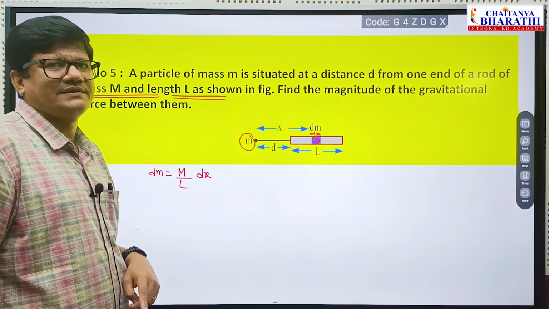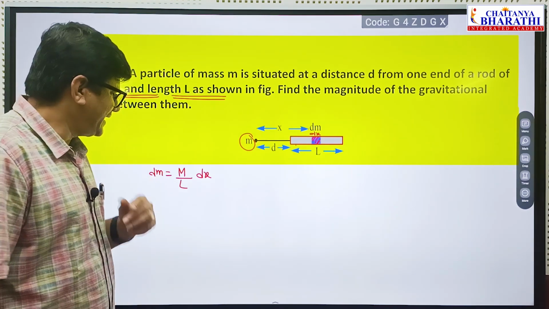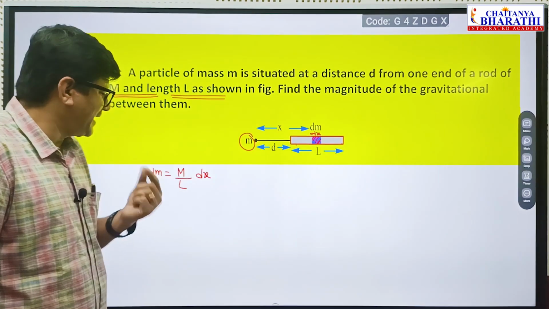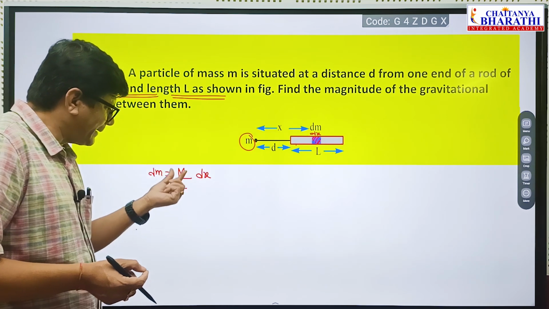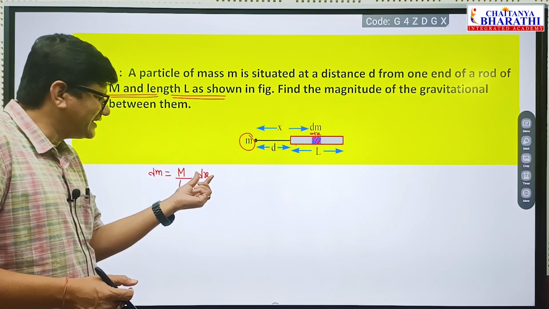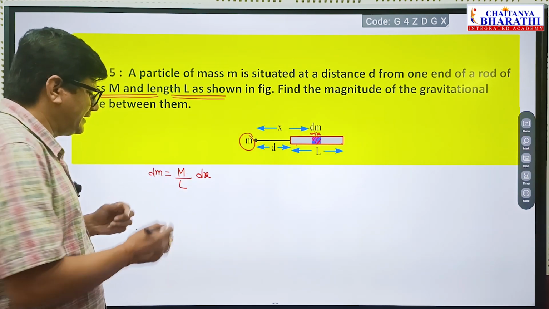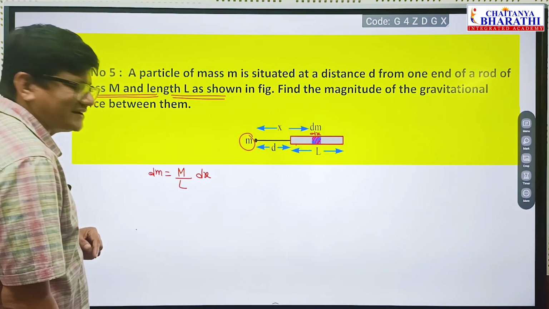One chocolate is 1 rupee. 10 chocolates, how much? 10 rupees. Similarly, in unit distance the mass is M by L, and in dx distance how much will it be? dx into M by L. This is the mass of that small element.